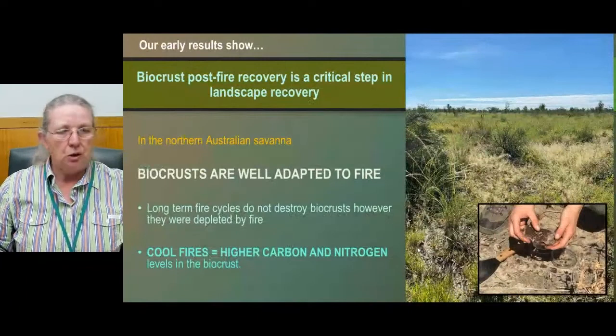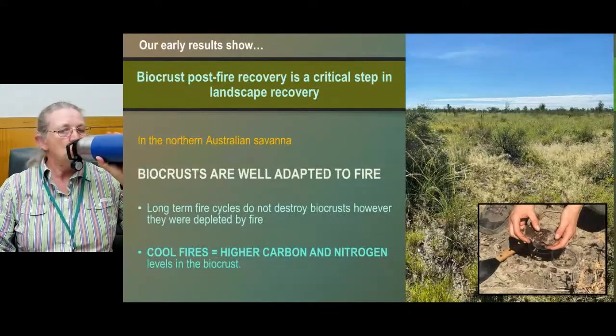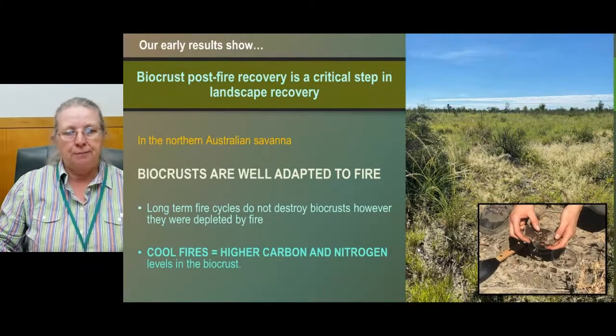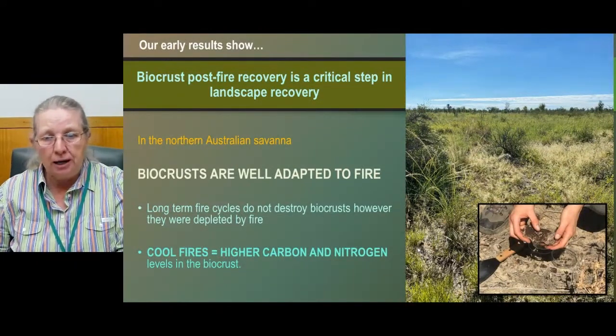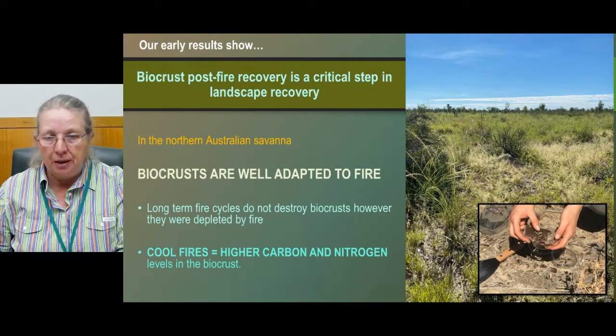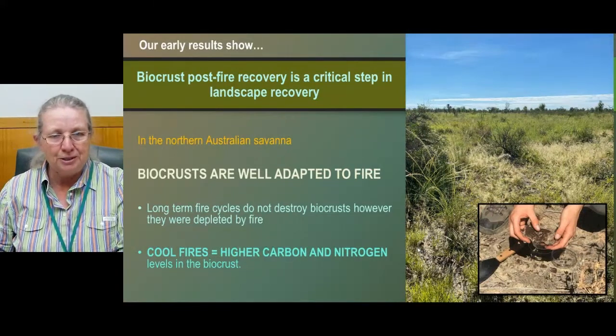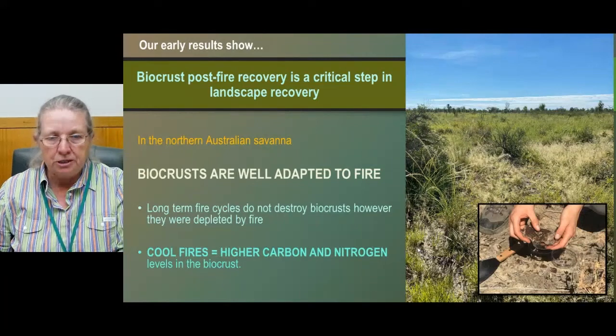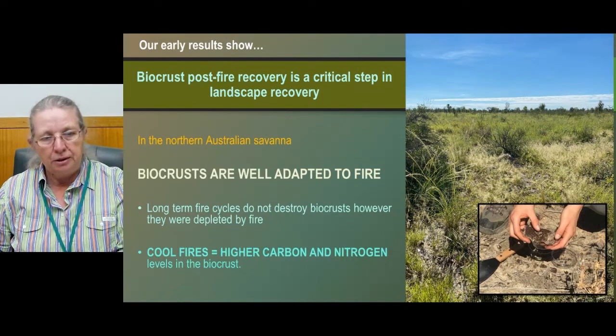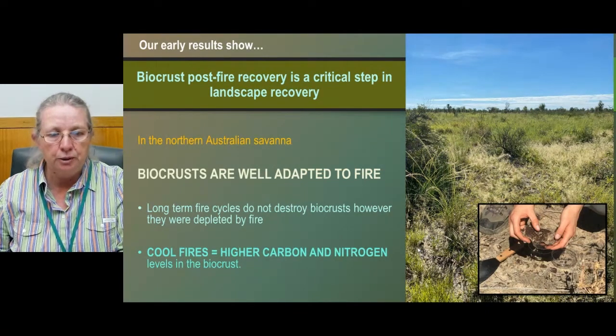Our early results have shown that biocrusts are well adapted to fire. They recover after fire. They're at Kidman Springs, they're a prominent part of the landscape, and this fire experiment's been going for 29 years. If they didn't recover after fire, they wouldn't be there after 29 years of fire regimes. So long-term fire cycles do not destroy biocrusts, but in our work we've noted that straight after fire they were depleted a little bit by the fire. That did make a difference to the communities, however, they were able to recover.